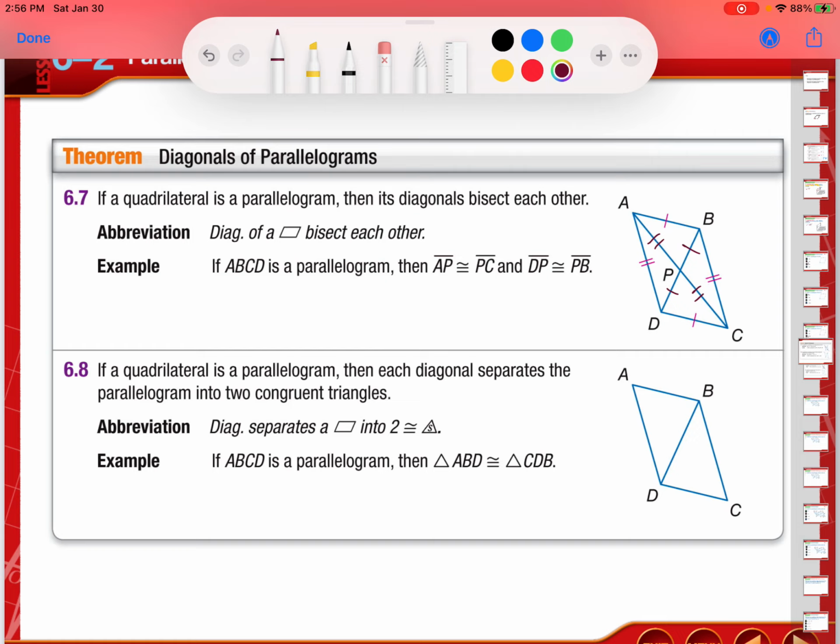If a quadrilateral is a parallelogram, then each diagonal separates the parallelogram into two congruent triangles. So we haven't talked about area or anything yet. We'll talk about this again when we get to that point, but essentially if you have only one diagonal, like we do here, BD, then this red half over here is going to have the same area as this blue half over here.